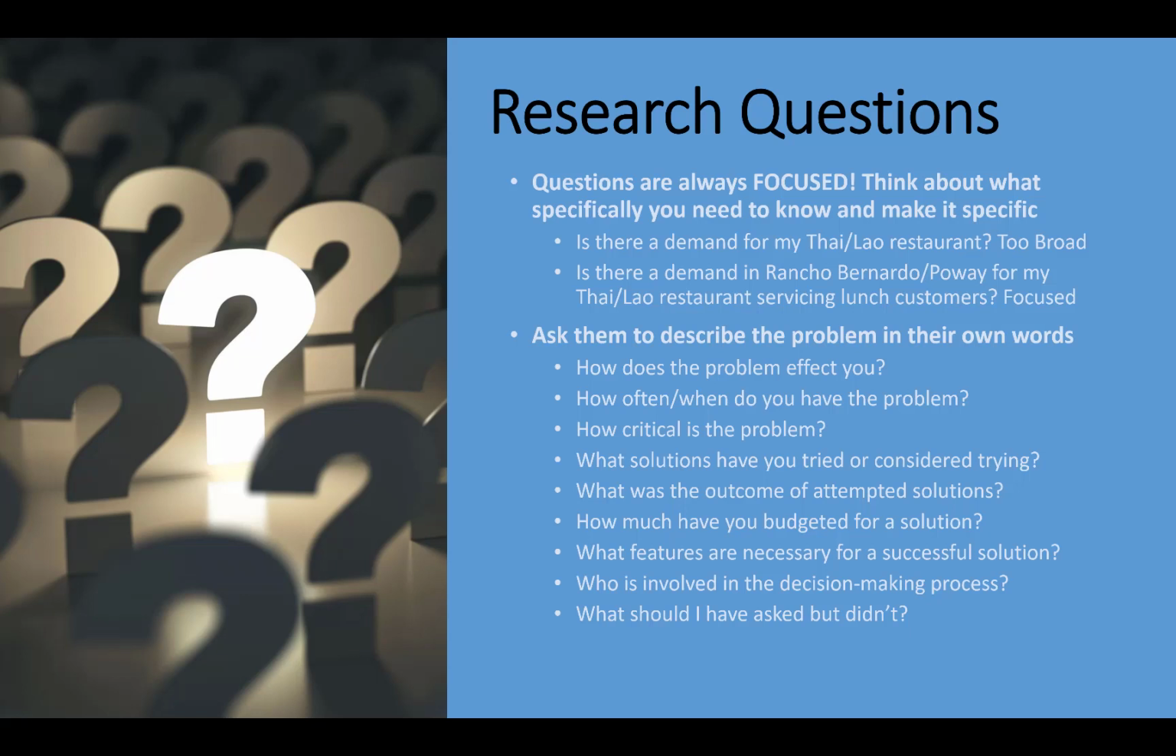Now think in terms of my focus question. Is there a demand in RB Poway for my Thai Lao restaurant serving lunch? Through your research, you may discover that there are a lot of large companies with office space in this area whose employees appreciate diverse lunch options. They need something close that isn't fast food, a place where they can also have a business meeting while eating lunch. It has to be fast because they have only 45 minutes start to finish in the restaurant. They want to spend $10 for lunch. There are not a lot of options available. A group of employees will be making the decision.